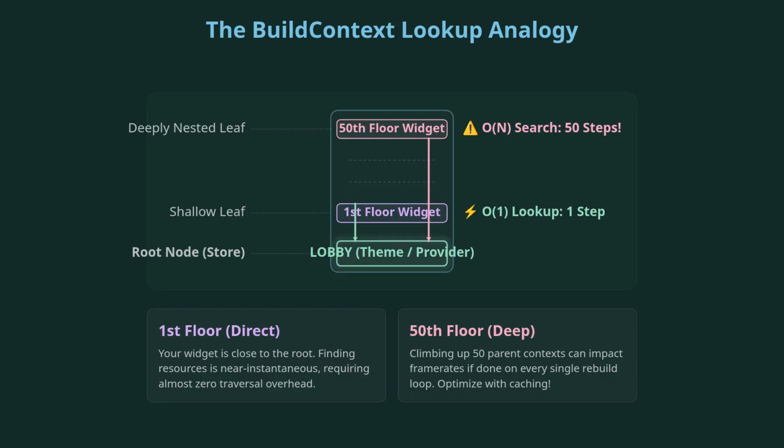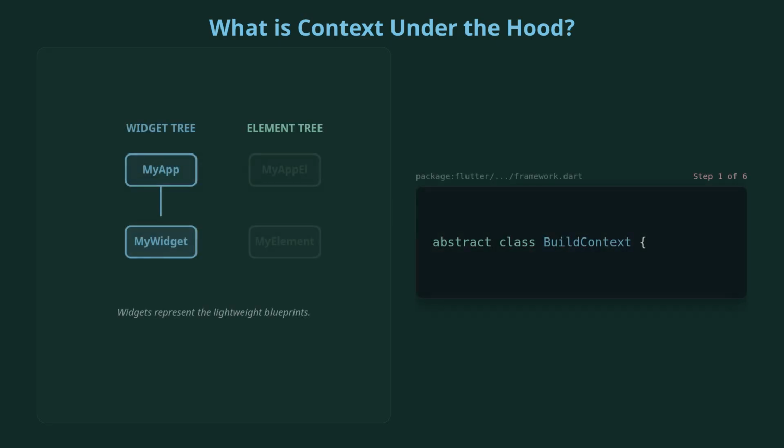In Flutter, your widget tree is that office building, and the build context is your location marker. It is a handle that tells the framework exactly where a widget sits in the grand scheme of things. Let's look at the actual source code of the Flutter framework.